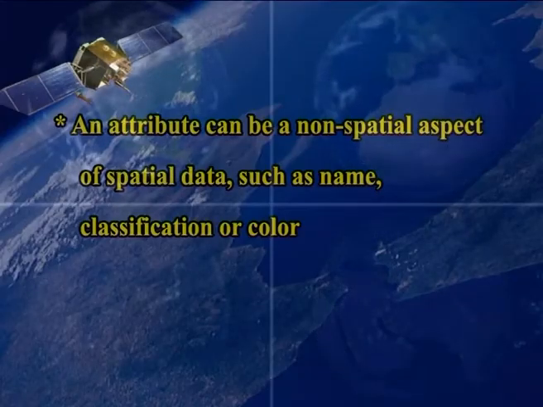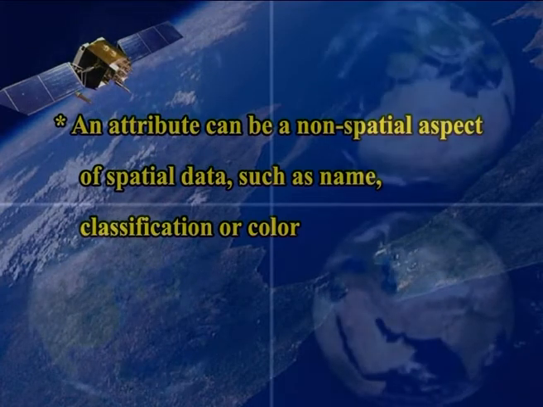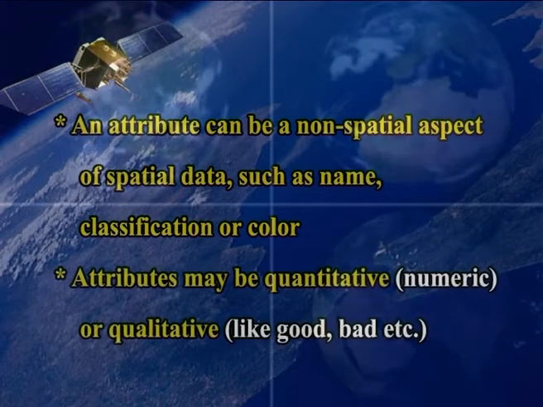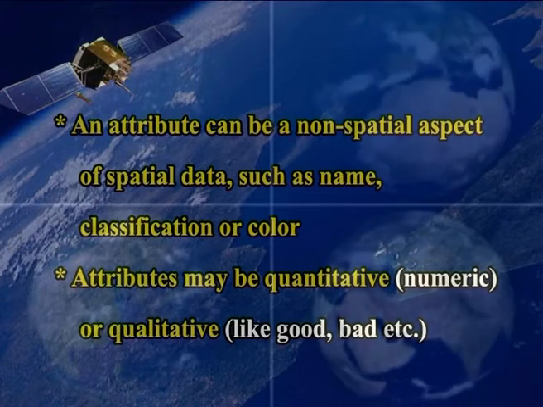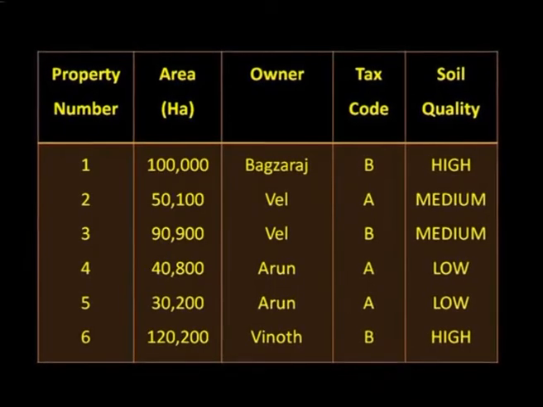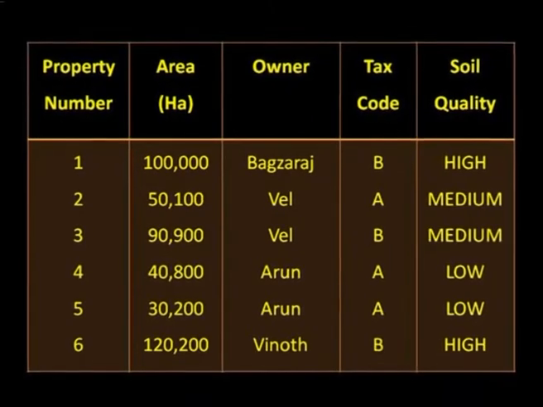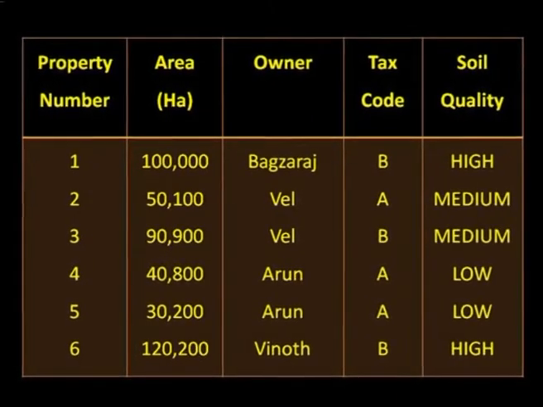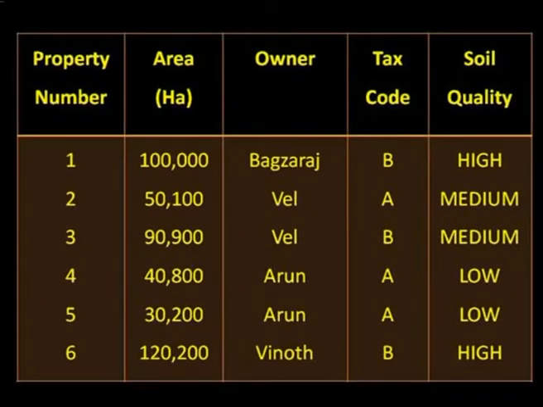An attribute is a description of a feature or a characteristic of it. An attribute can be a non-spatial aspect of spatial data, such as name, classification or color. Attributes may be quantitative, that is numeric, or qualitative, that is like good, bad, etc. The illustration shows a small database in tabular form with 6 agriculture properties, numbers 1 through 6, and their attributes of area, owner, tax code, and soil quality.